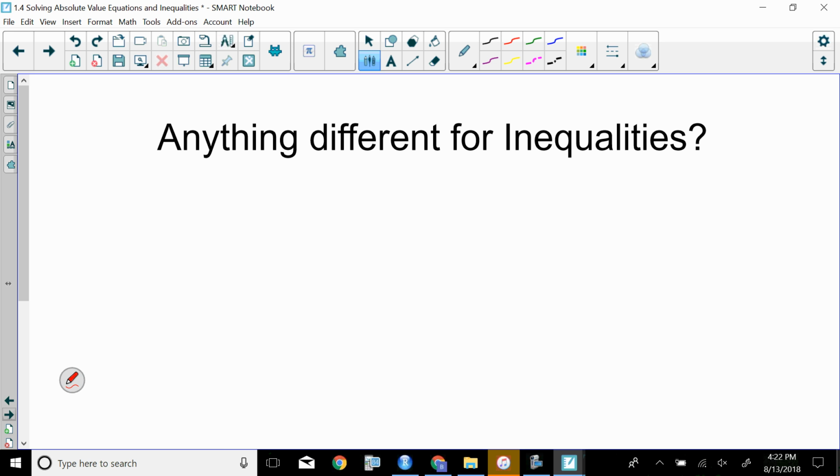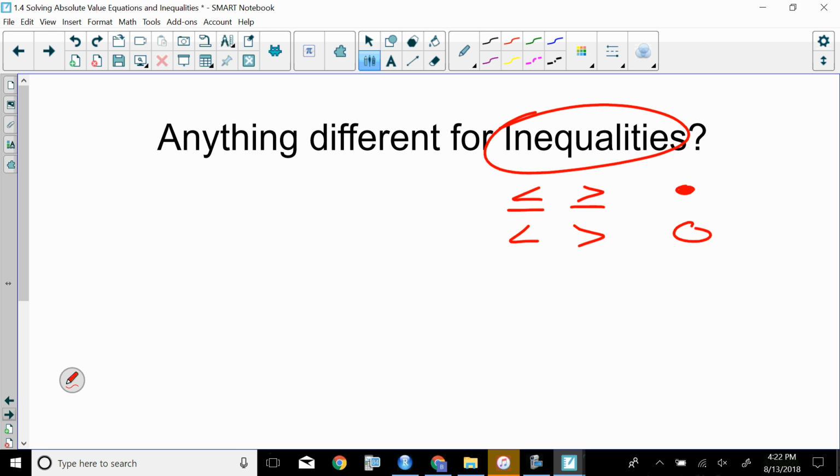And then we get into the inequalities. We already know that inequalities have less than or equal to, greater than or equal to, less than, and greater than. These are solid dots, and these are open dots.